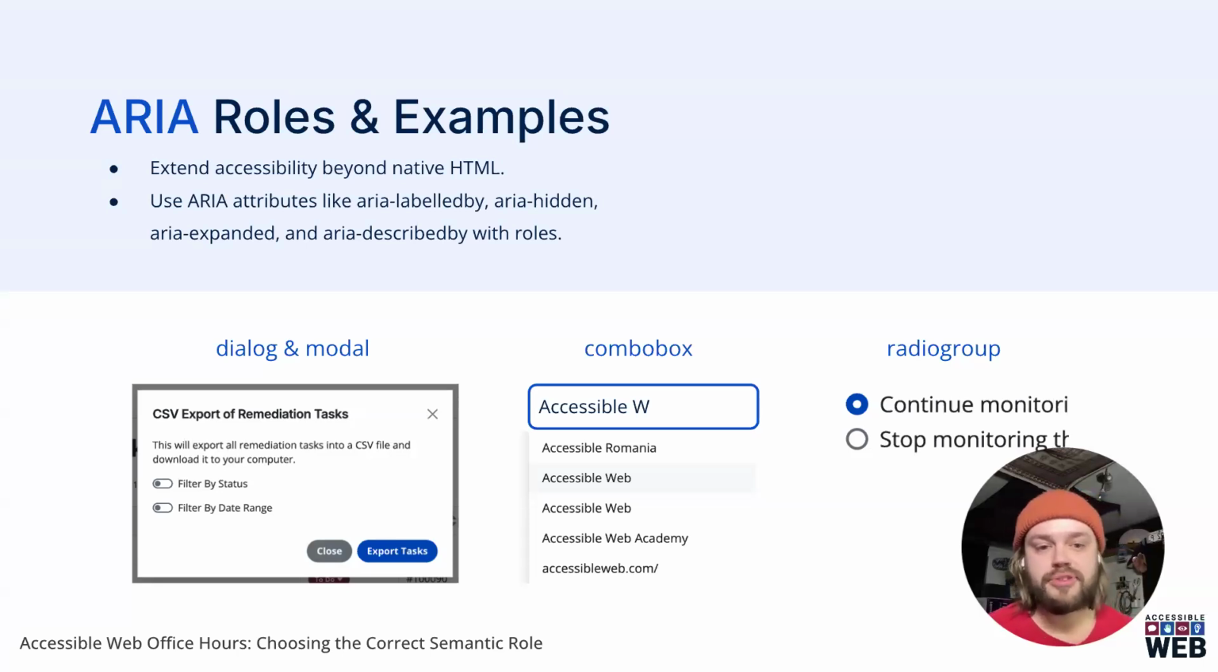ARIA attributes are often used alongside these roles to provide more context. For example, ARIA labeled by defines the element that labels the modal, combo box, or radio group. ARIA hidden hides elements from assistive technologies when they're not meant to be accessed. ARIA expanded indicates whether an interactive element like a combo box is expanded or collapsed, and ARIA described by points to additional descriptive text for an element. These roles and attributes help ensure that dynamic content and complex user interfaces are accessible to everyone.